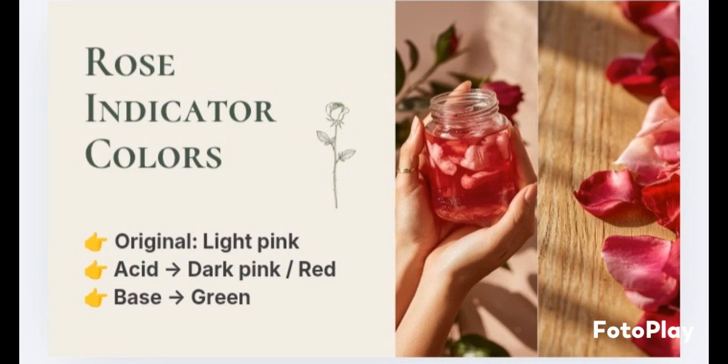So first we will know what is the color of the indicator after mixing with acid or base substances. The original color of the indicator is light pink. When it is mixed with an acid substance, it changes its color to a shade of red. But when it mixes with basic substances, its color changes to a shade of green.